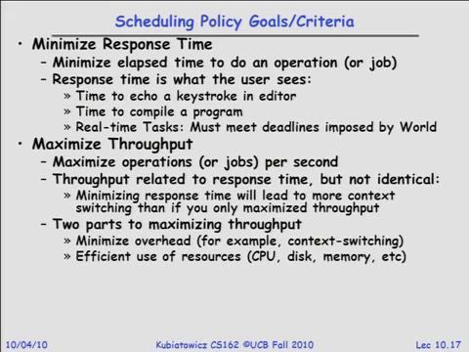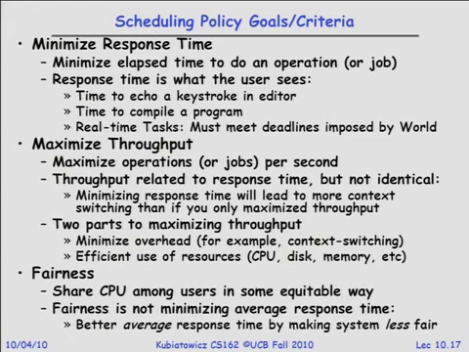And fairness is not usually about minimizing average response time. Usually you get better average response time by making the system less fair. So if somebody happens to be typing a lot, they get more CPU than if they're computing. I don't know, is that fair? Hard to say. Maybe it is.